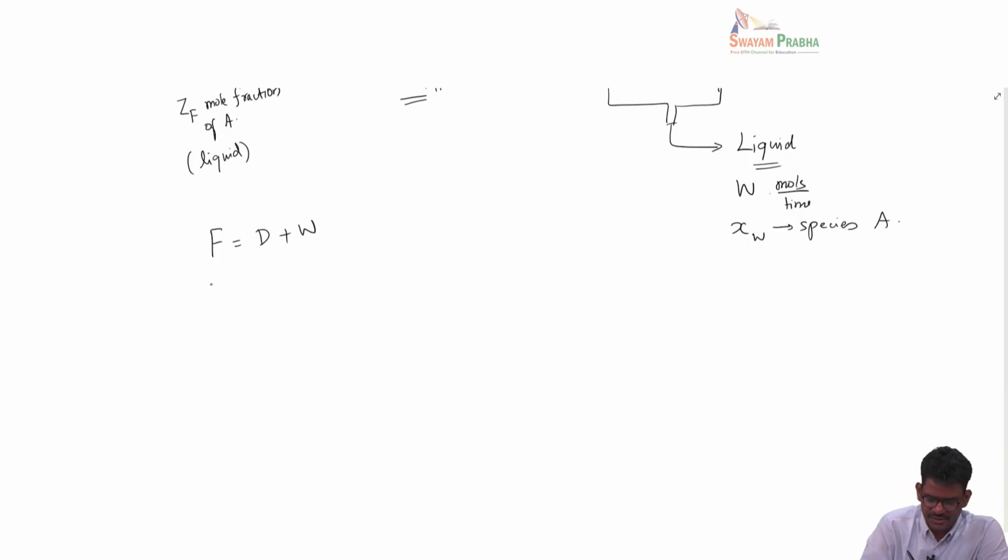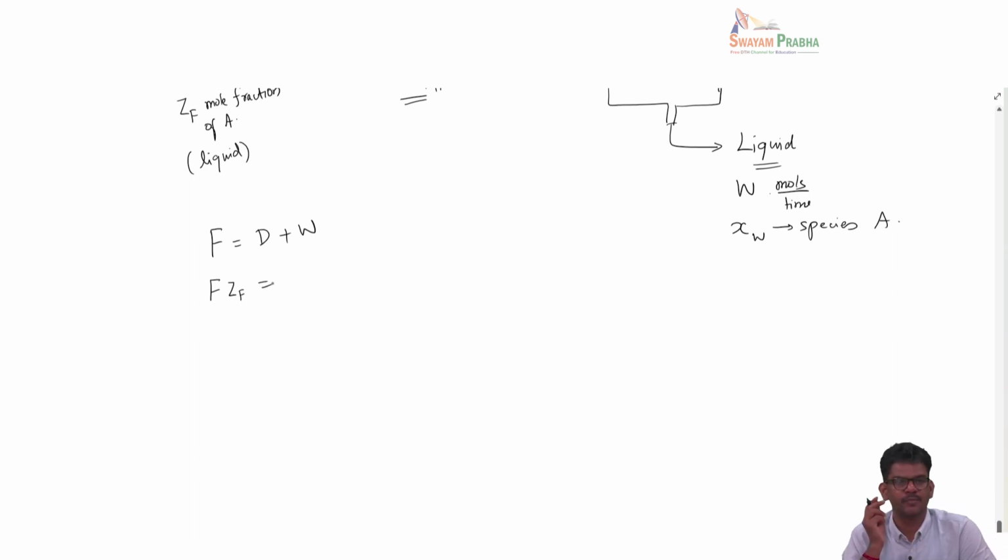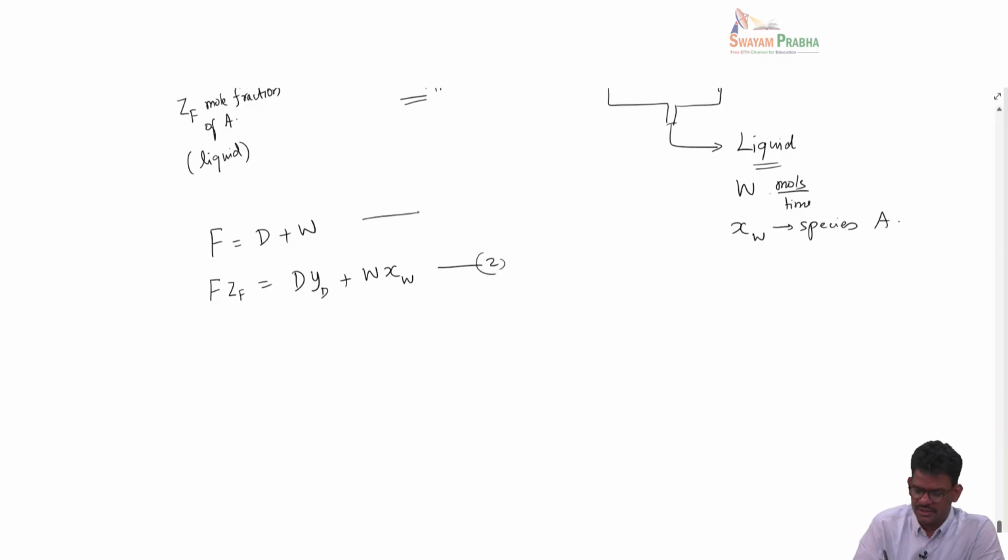And then in terms of species balance, F times ZF, this is the number of moles of component A only, and that should be equal to D times YD plus W times XW. So the second equation basically says the total amount of species A is a conserved quantity. Whatever was there in the feed is now distributed between the vapor phase and the liquid phase, whereas the first one is an overall total mass balance including both A and B.